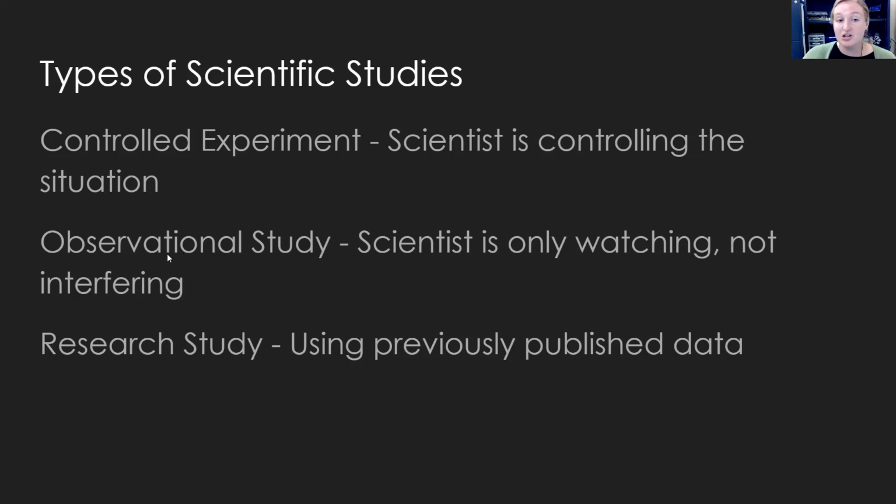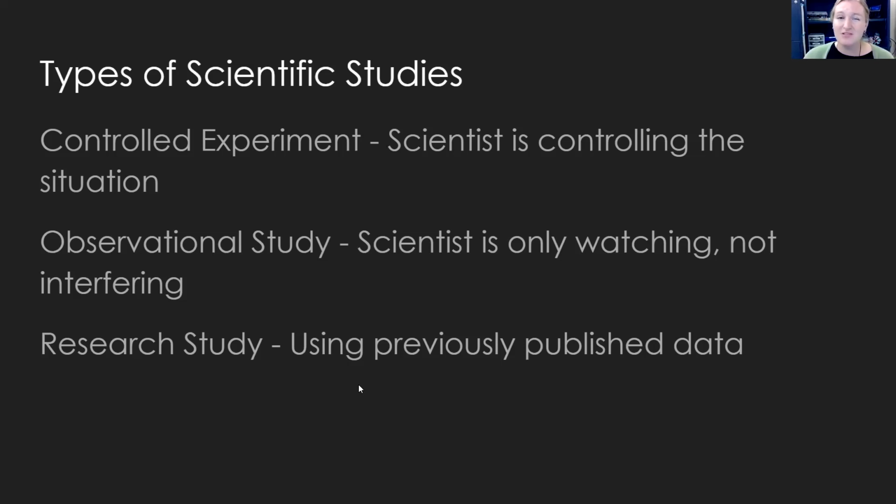An observational study is when the scientist is only watching. They're not controlling anything, they're not interfering, they're just watching things happen naturally and making observations on it. And lastly, we have our research study, which is when the scientist is not collecting their own data, but is using previously published data, data that's already out there.